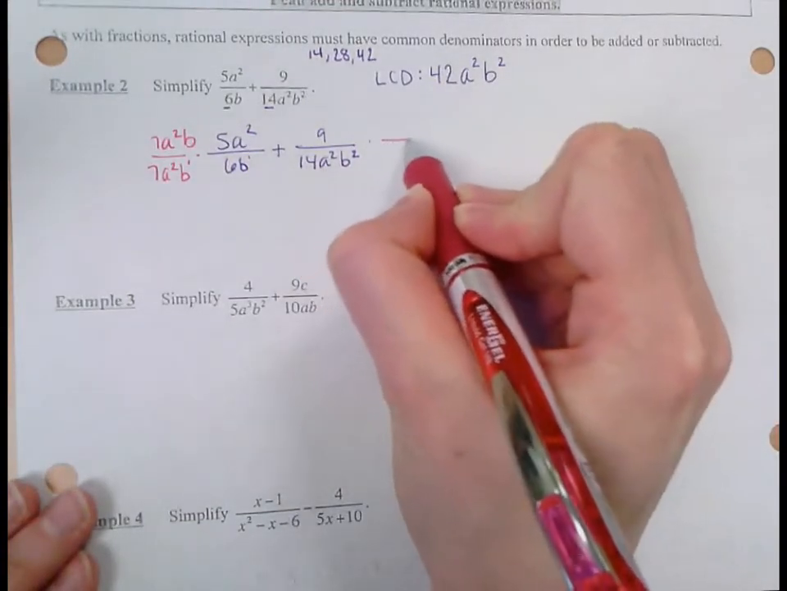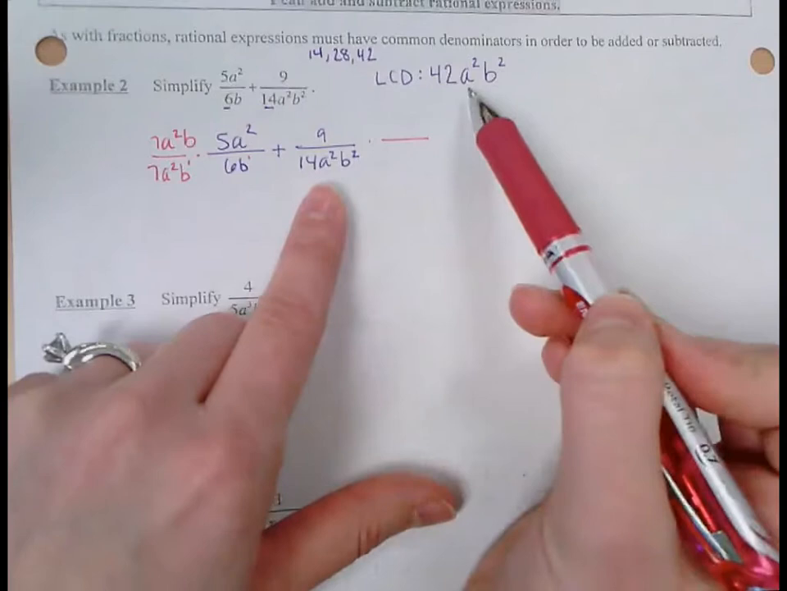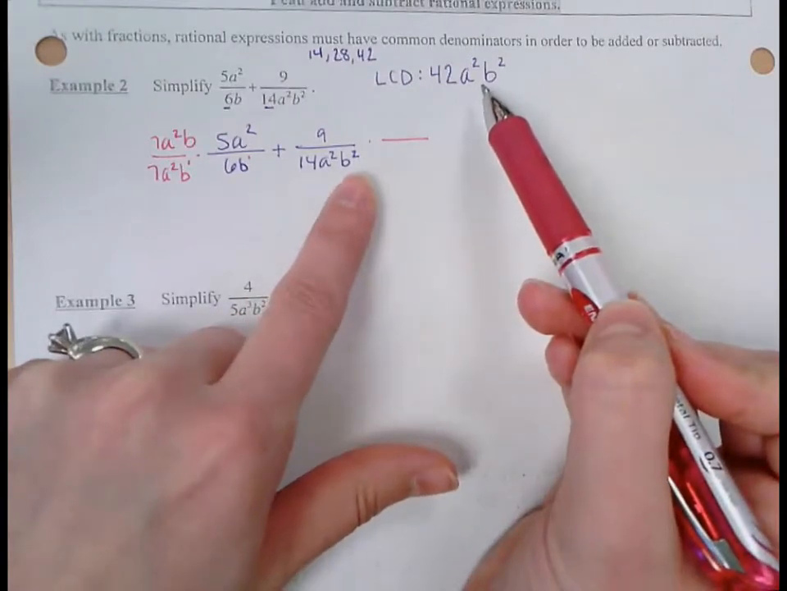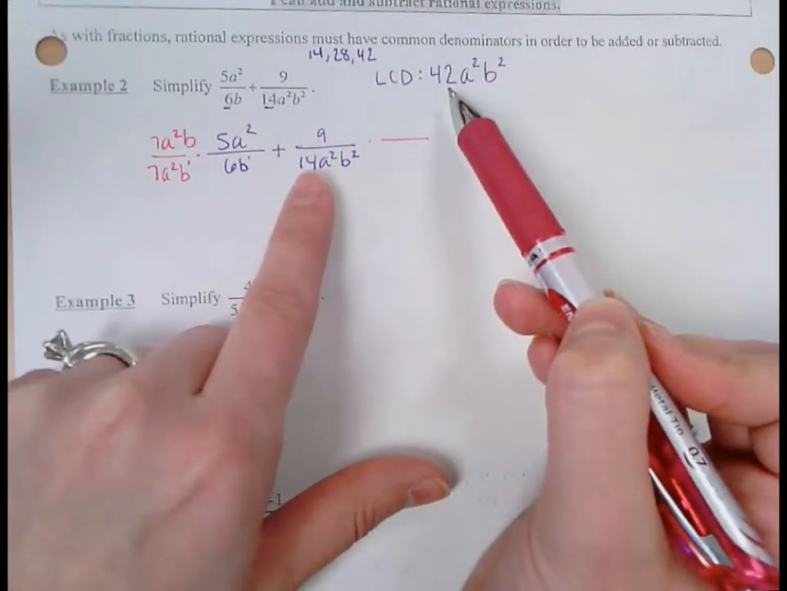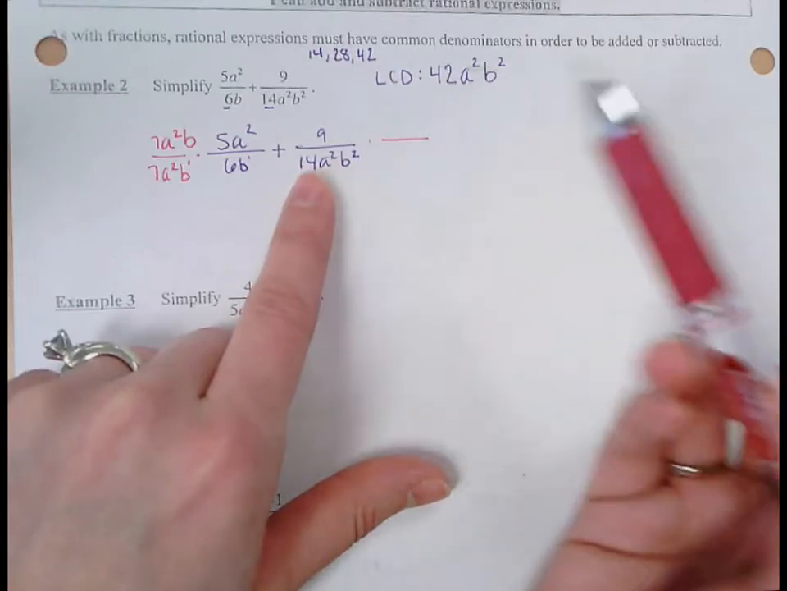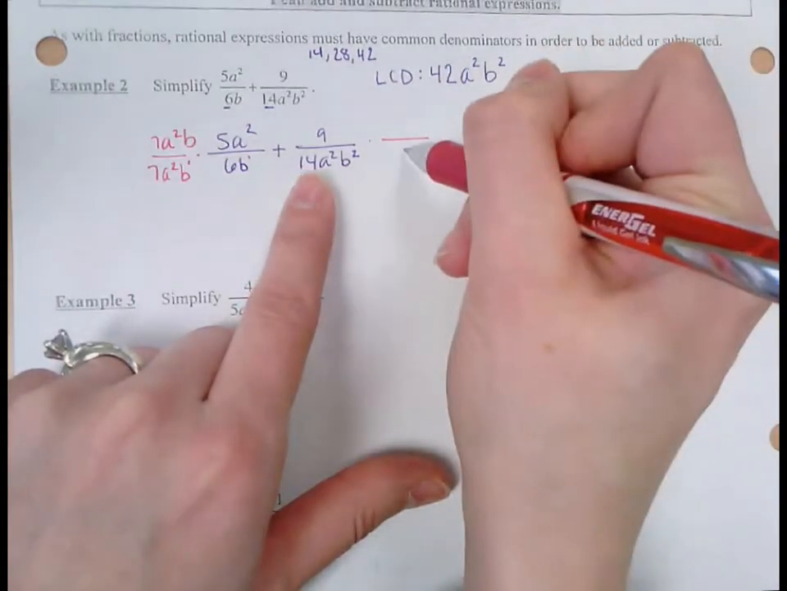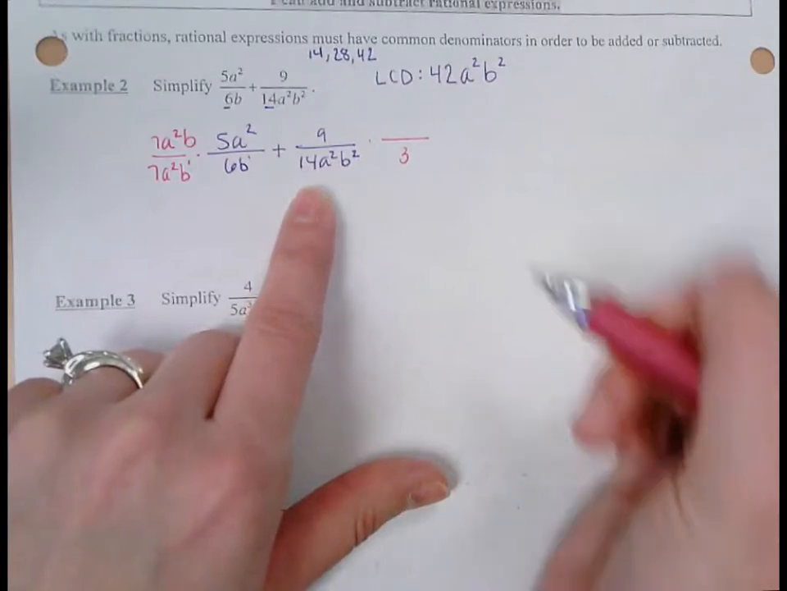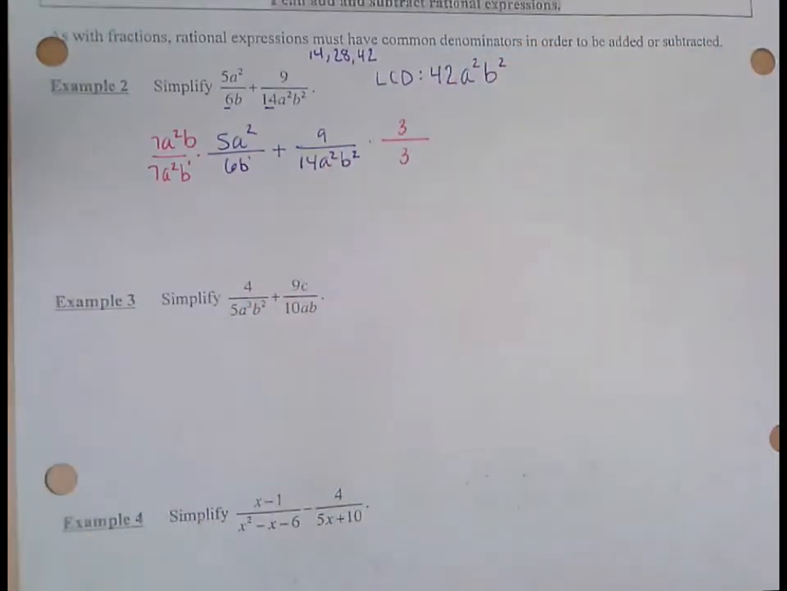And then for the second fraction, I already have the variables that I need. I just need to make the 14 equal to 42. That was 14 times 3, so I need to multiply that denominator by 3, meaning I have to multiply the top of that fraction by 3 as well.